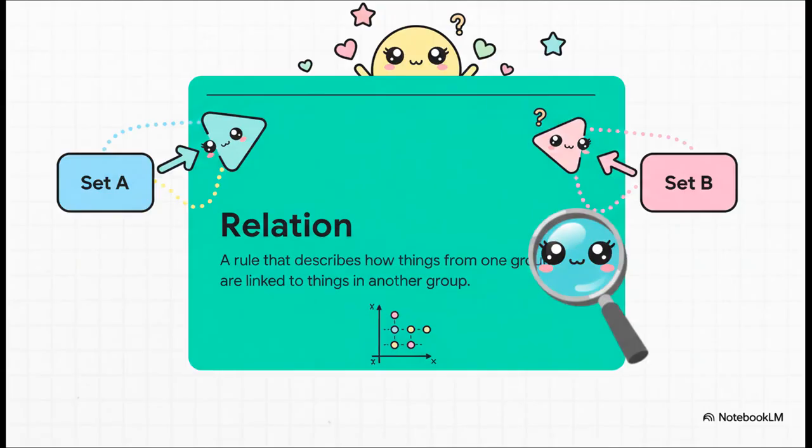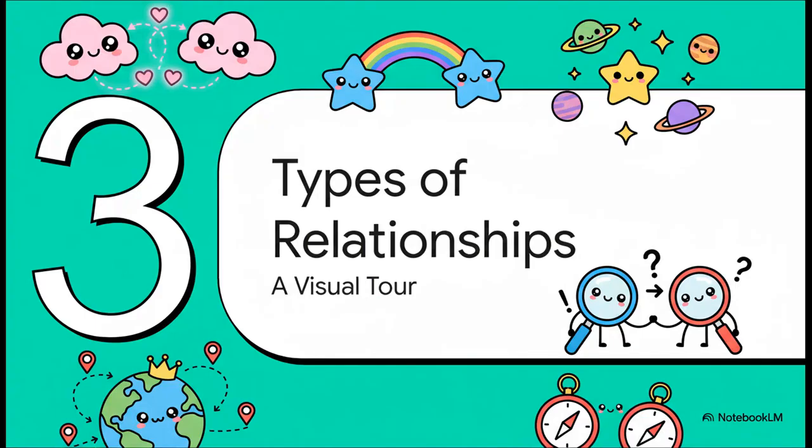So what exactly is a relation in the world of math? Well, it's really just a rule. It's a rule that describes how things in one group are linked up with things in another group. It's the why or the how behind any connection you see. And it turns out there are really just a few main ways that things can be connected. So let's go on a quick and fun visual tour of the 4 big types of relationships you're going to run into.